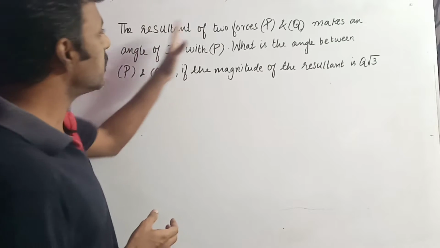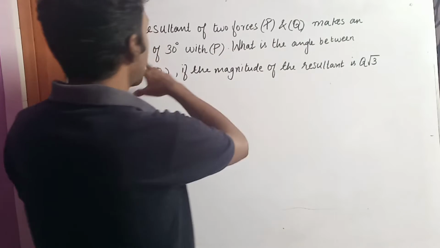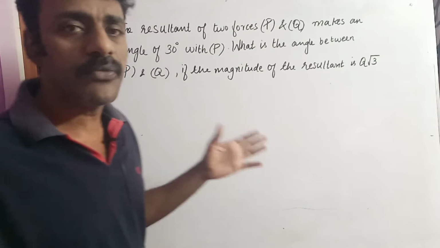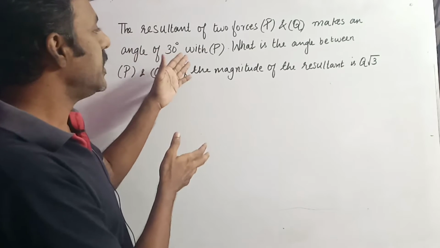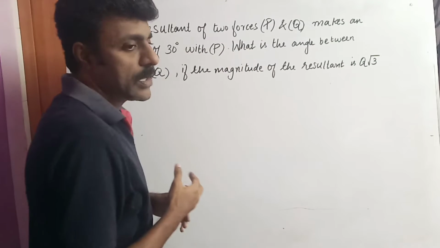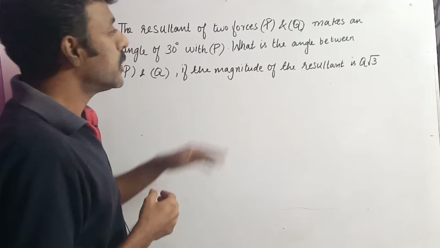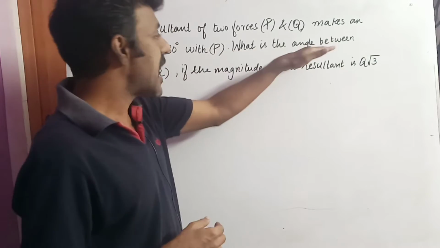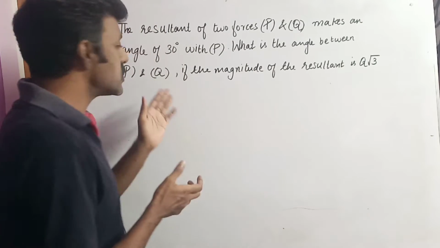Okay, so in this problem it has been given that the resultant of two forces P and Q makes an angle of 30 degree with P. See, actually what are P and Q? P and Q are two different forces. Okay, so these forces, they are making an angle of 30 degree with this force P. So what is the angle? They are asking the angle that has been formed. Okay, what is the angle between P and Q? What is the angle between the two forces? Okay, the two forces that are taken into consideration.